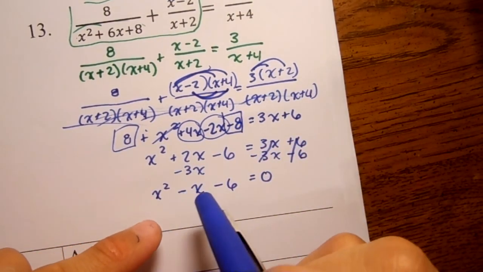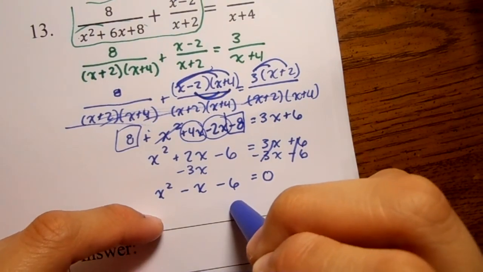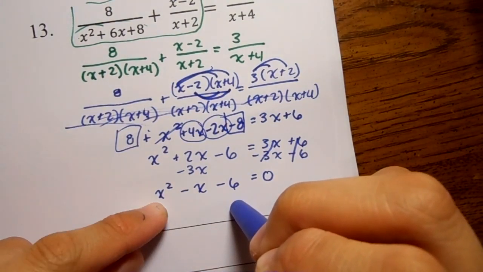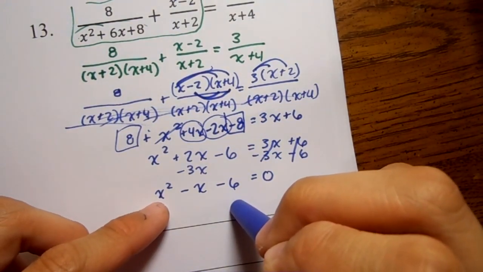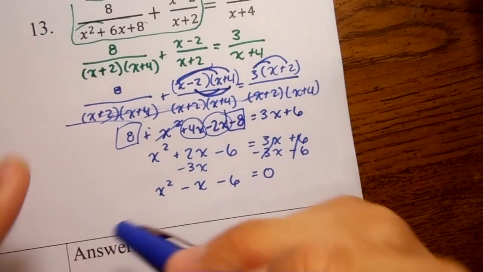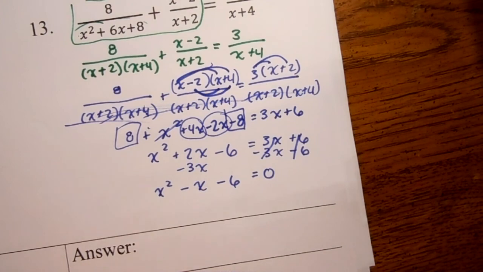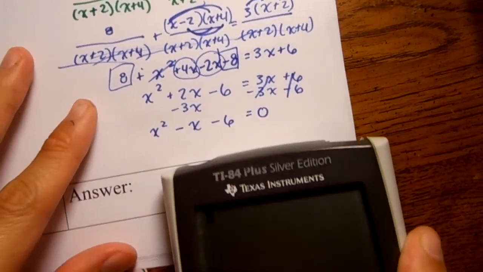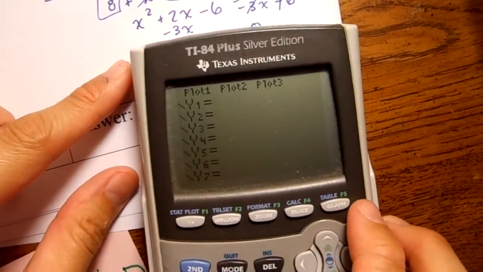So you can solve this quadratic one of many ways. You can use the quadratic formula. You can use the AC method or factoring. You can use the square root method. You can use your graphing calculator. I'm going to use the graphing calculator because that's the route that a lot of people like to go. So let's just go ahead and plug this into our y equals.